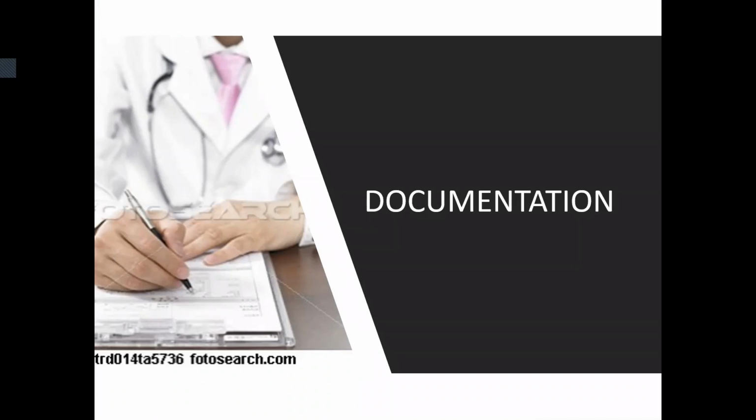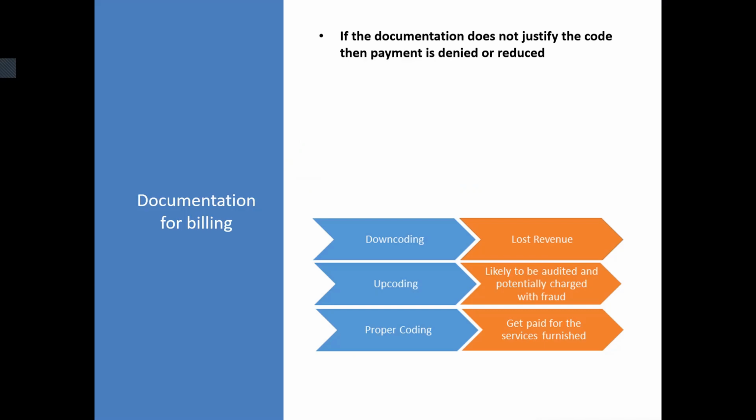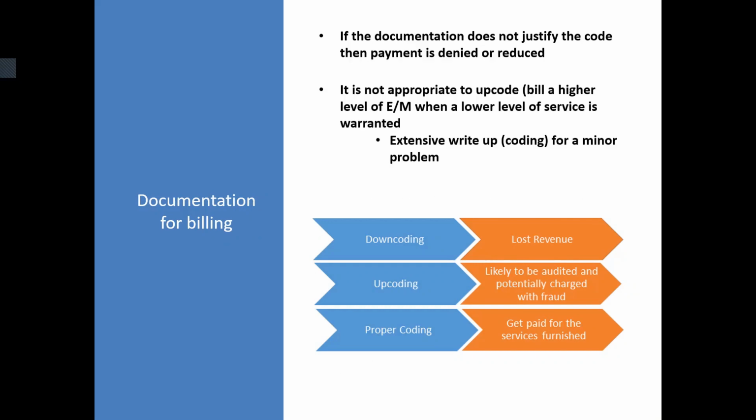So in summary, in terms of documentation, you want to basically make sure that you're documenting accurately. And if your documentation doesn't support the code that you're trying to code for, it's going to be reduced or denied. If you do extensive write-ups or you order a lot of tests thinking that you can upcode your chart, that's not going to work for you either. Ordering a lot of tests for a minor problem or procedure is not going to be reimbursed. So you want to make sure that you're ordering appropriate tests and also documenting appropriately.